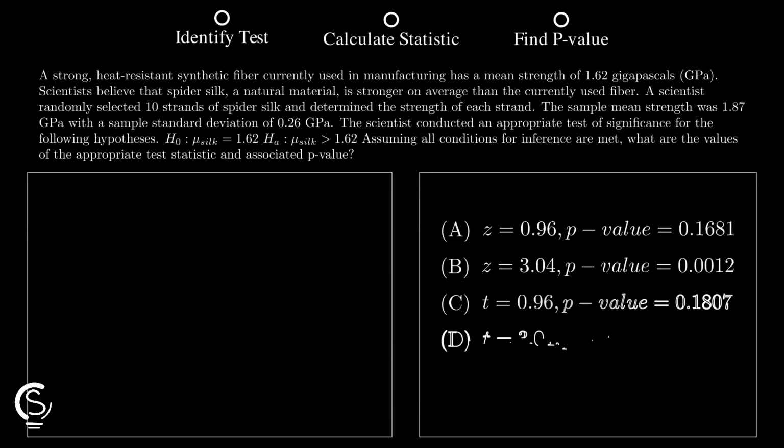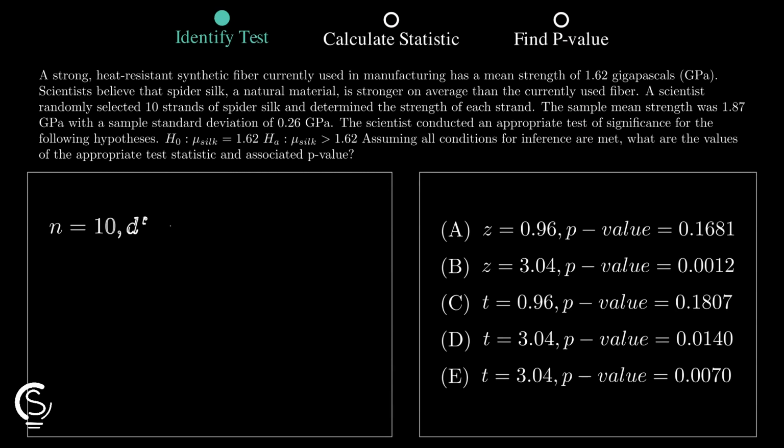Since the population standard deviation is unknown and the sample size is small, we must use a t-test rather than a z-test to evaluate the mean strength. You got this.